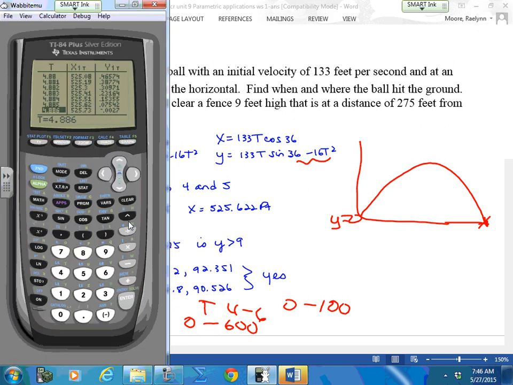So there you go. Right there. This is where it hits the ground. It didn't hit the ground yet. There's your time. 4.866. You with me, guys?